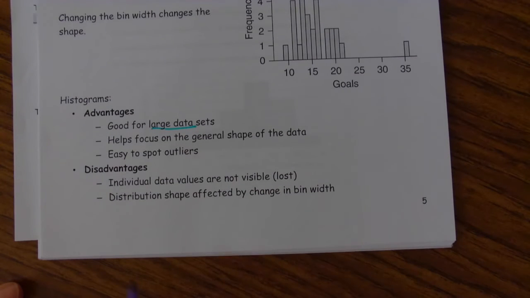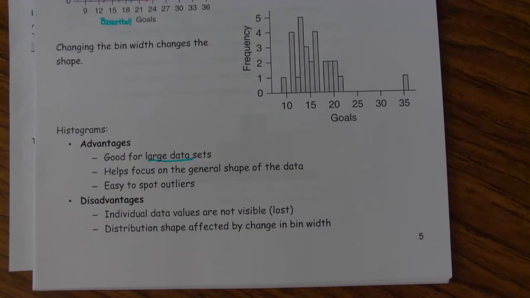Disadvantages of a histogram. We lose the individual data. So we can't see each person, right? We lose data values. They're not visible because we're just counting how many in that bucket. Distribution shape is affected by the change of the bin width. So if I don't do a good job choosing my bin width, my histogram may not be helpful to me.